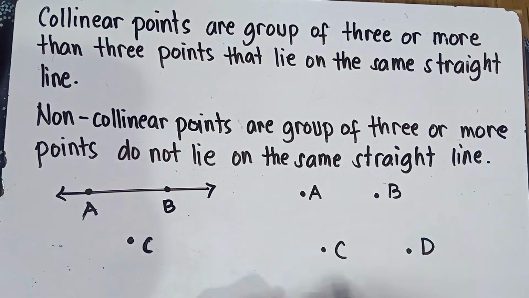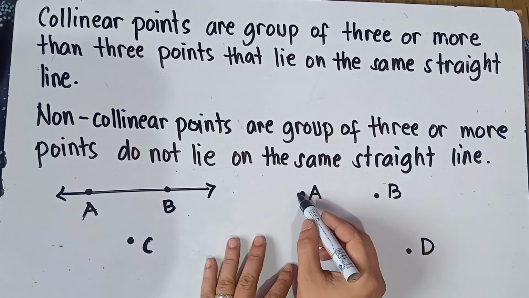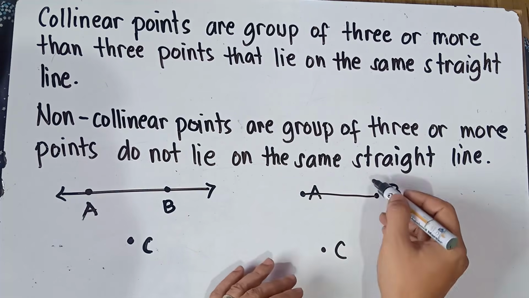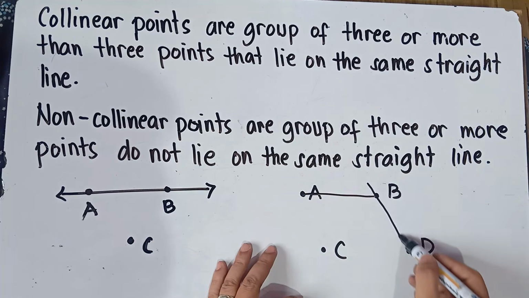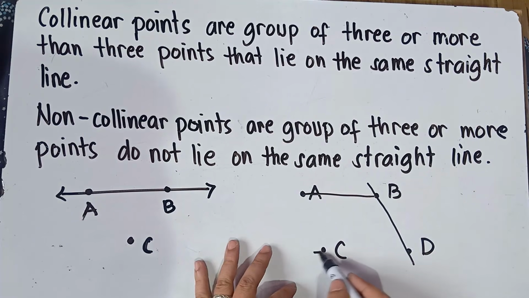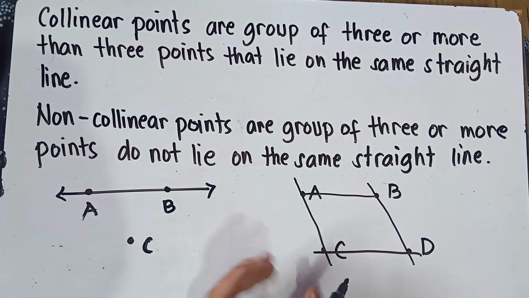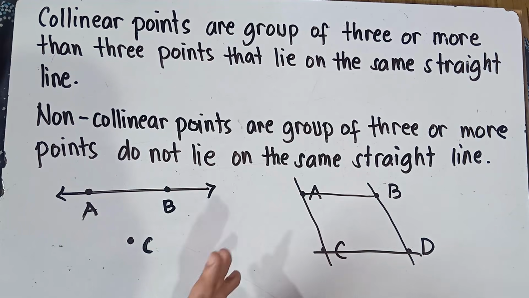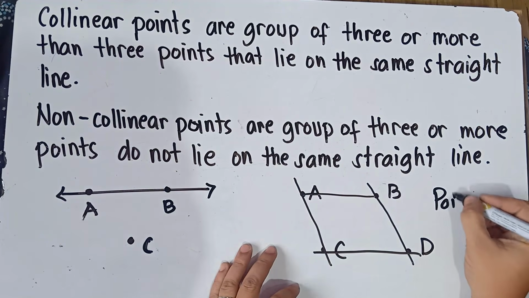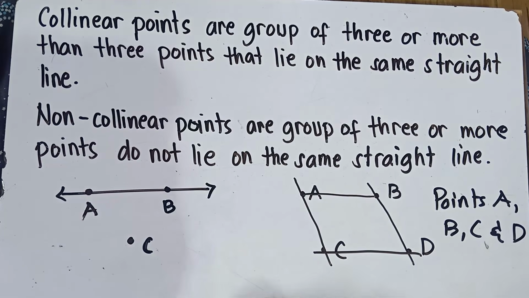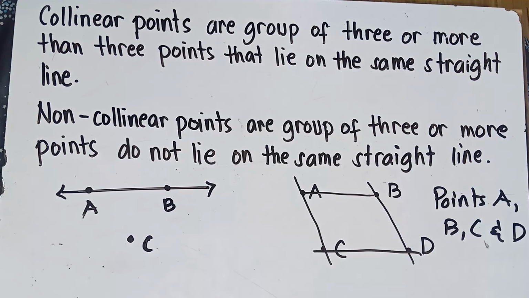Because if we connect these points, class, connecting the following points, of course, we cannot draw a straight line, because if you connect B and D, this is another line, C and D, this is another line, A and C, this is another line. The points don't lie on the same straight line. So therefore, points A, B, C, and D are non-collinear points. So I hope it's clear for you, class, with regards to non-collinear points and then collinear points.